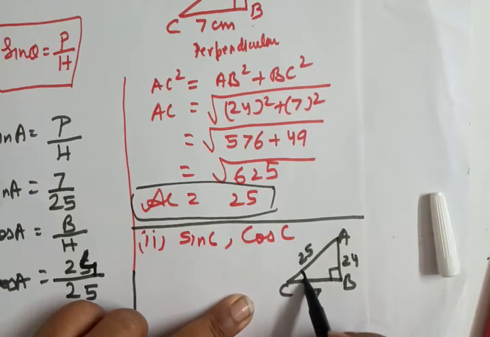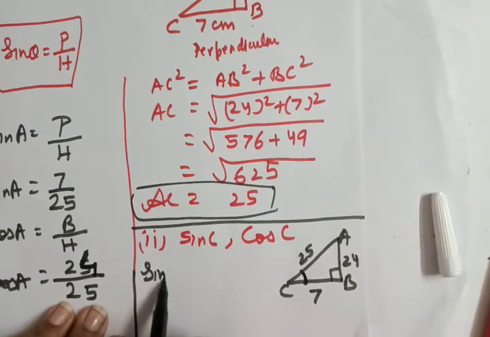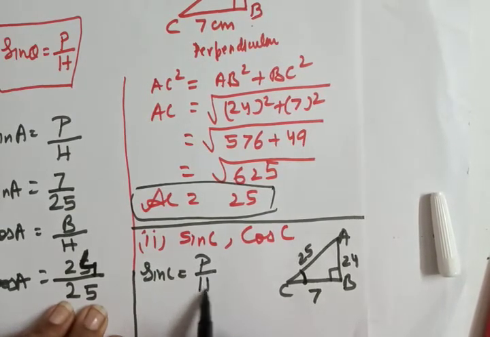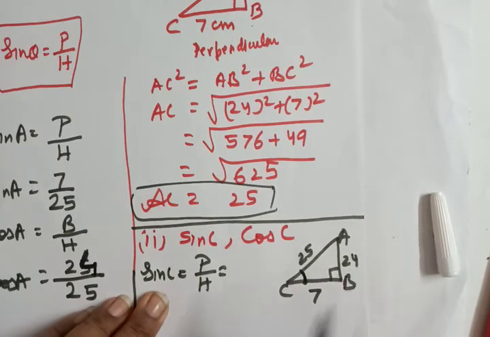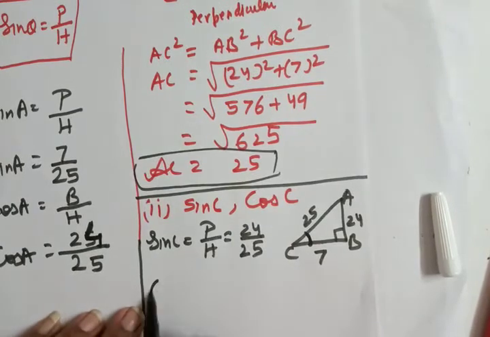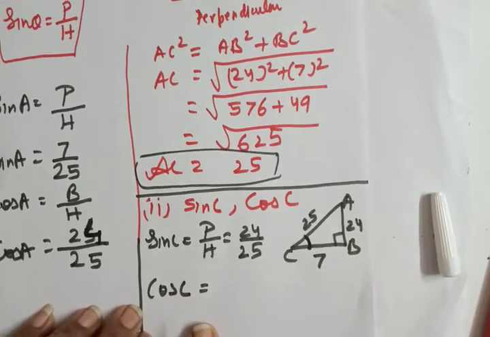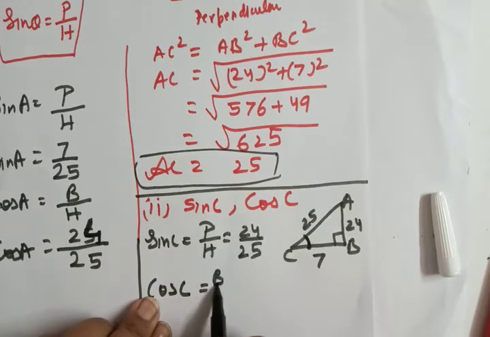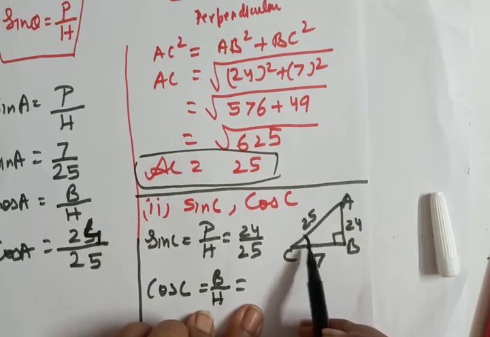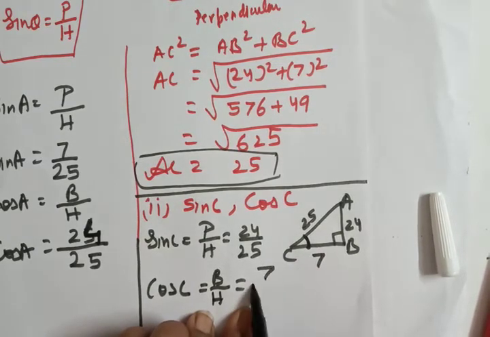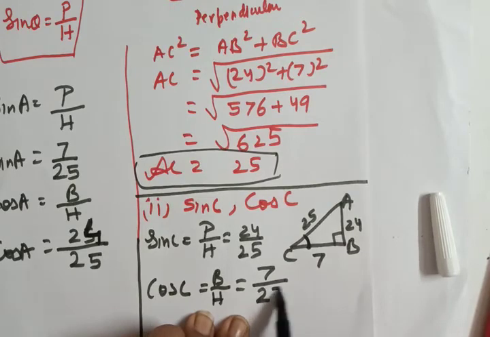Now we have to deal with respect to the angle C, it means sin C. So sin C is equal to perpendicular upon hypotenuse, and what is perpendicular according to the acute angle C? That is 24 upon hypotenuse, which will remain the same, that is 25. Now cos C. What is cos C? Base upon hypotenuse. And what is base here according to the acute angle C? That is the adjacent side, that is 7 upon hypotenuse, which remains 25.